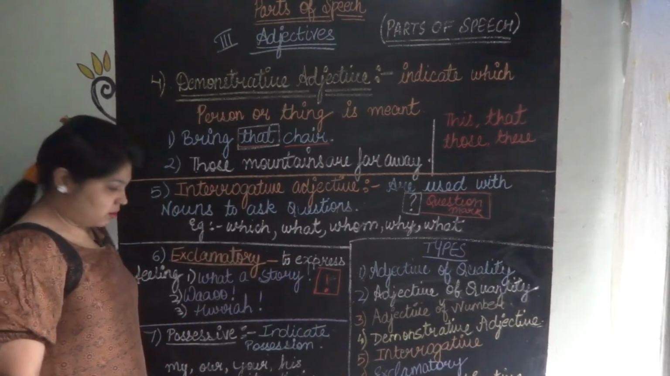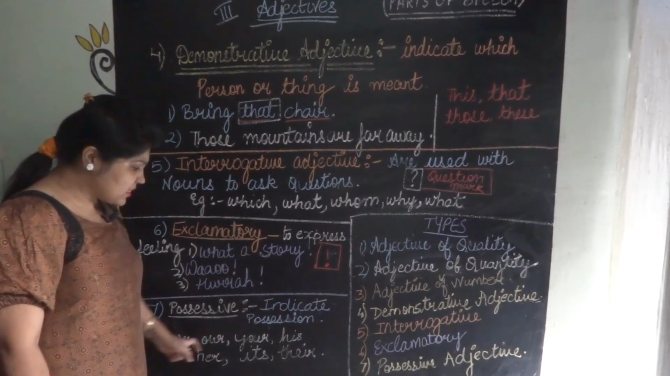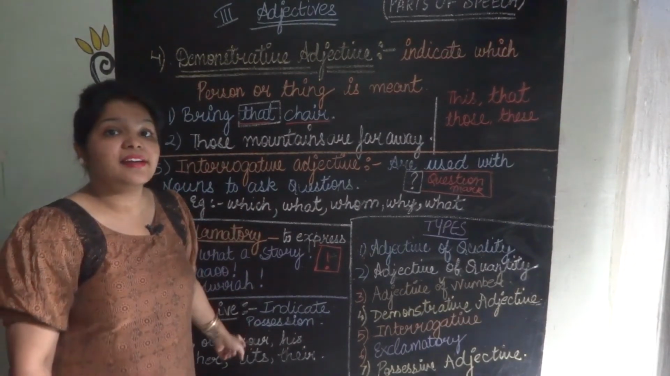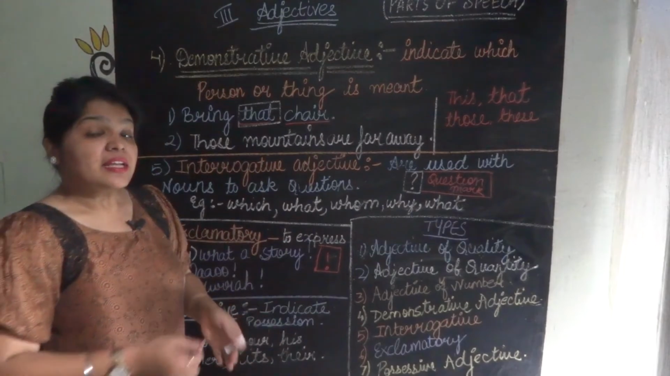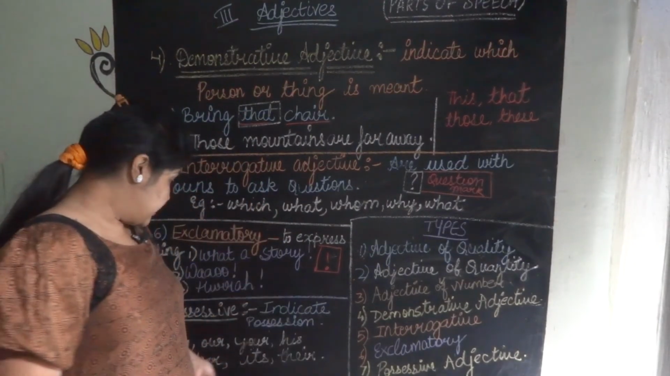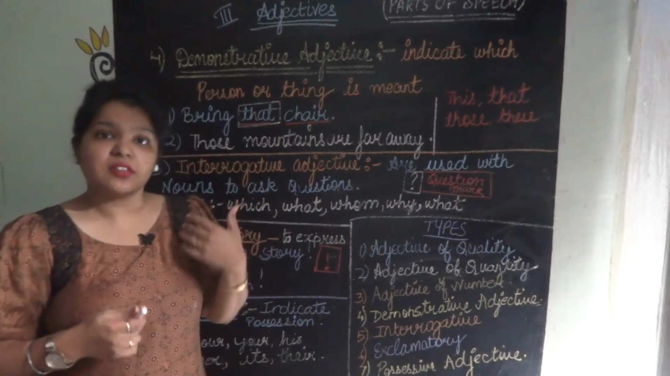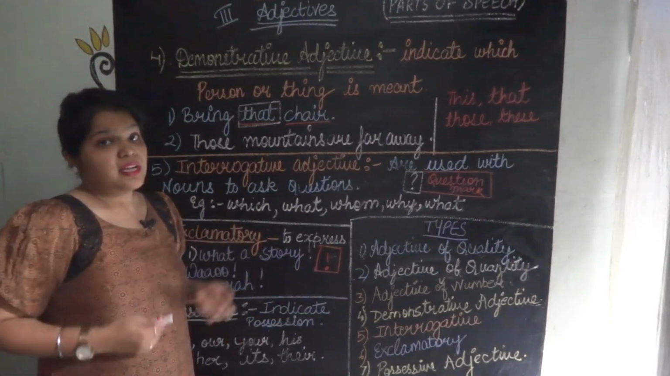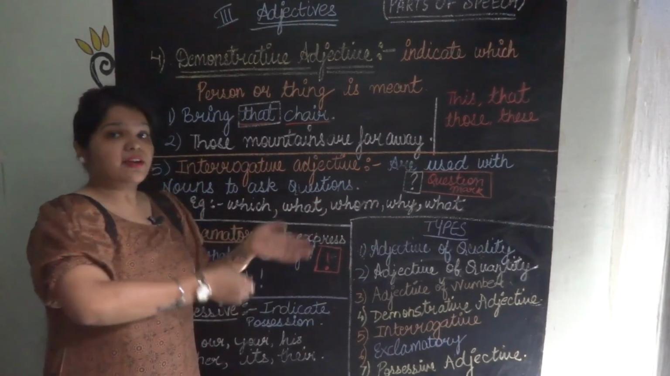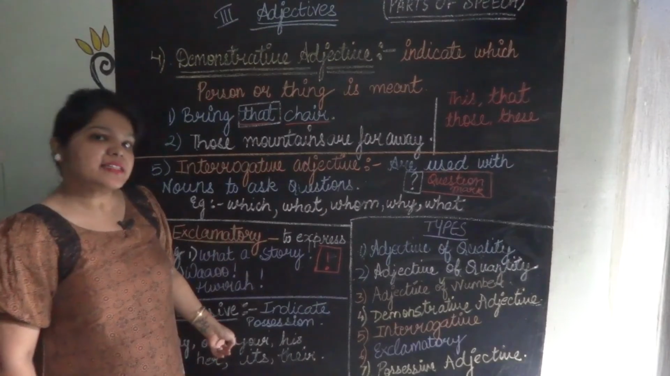Now the seventh one, the last one, is the possessive adjective. It indicates the possession, like my, our, your, his, her, its, their. It indicates what? Possession. It is my chalk. It is my table. It is your table. It's their own pencil. So this comes under possessive adjective.